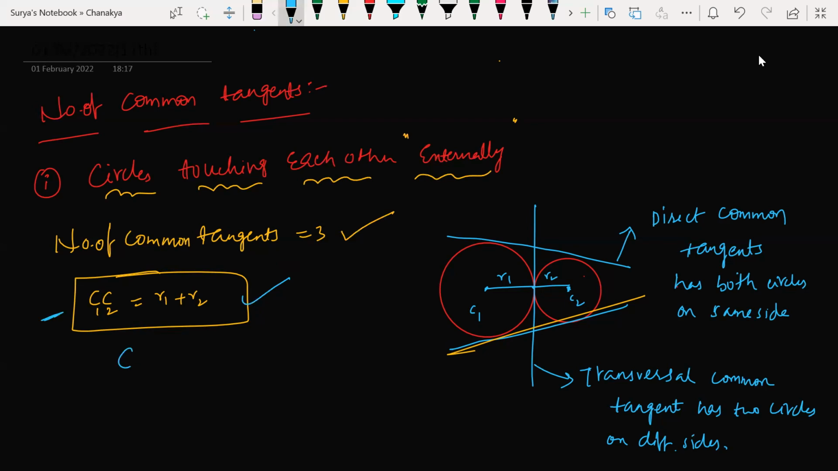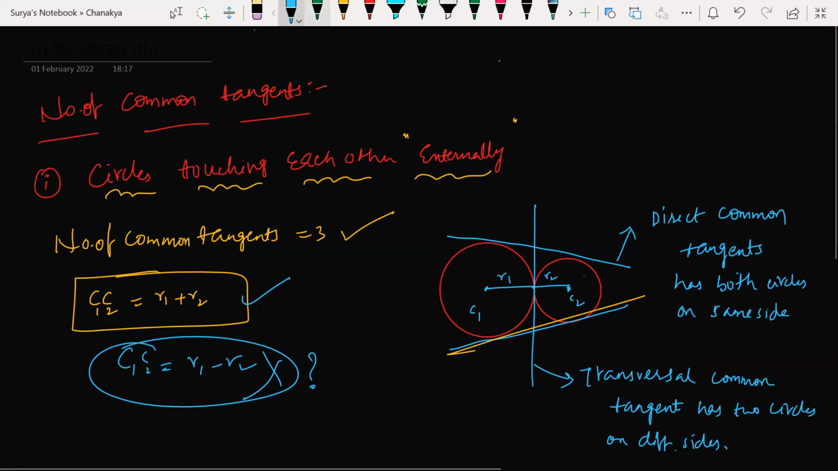Look at this, sir. Why did you write this condition only? Why can't you write C1 C2 is equal to R1 minus R2? How can that be possible? R1 minus R2 is not at all possible here. R1 minus R2 equal to C1 C2, is it a possible thing? Tell me. Of course no.